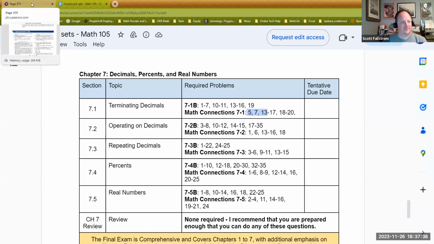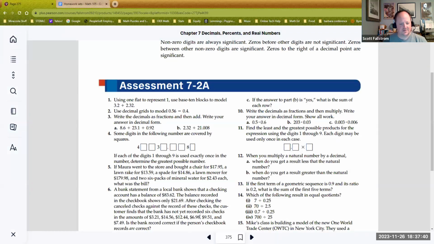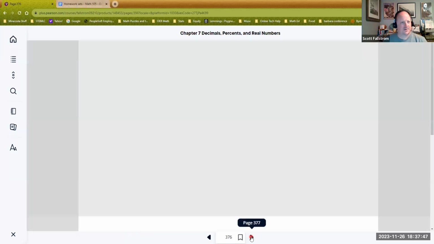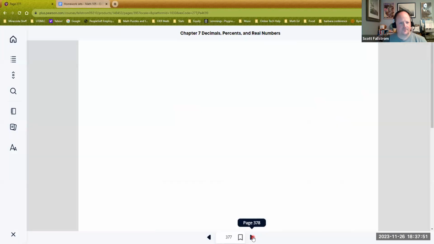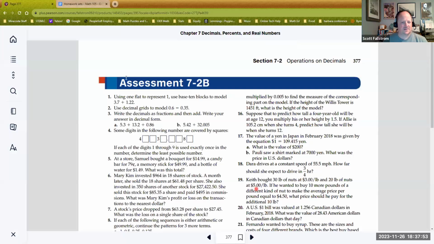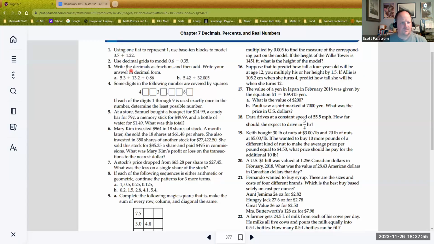Now, a lot of these are going to be very quick on purpose. Again, based on your knowledge of decimals, which for most students tends to be a little bit stronger than their work with fractions. Let's jump down here. All right, so basically 3 through 35. So again, write the decimals as fractions, then write your final answer in decimal form.